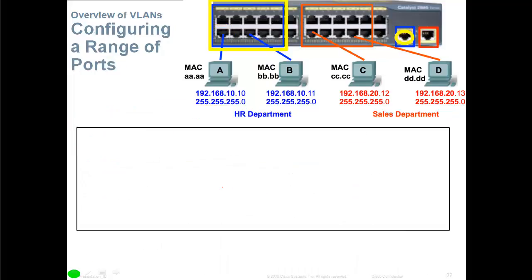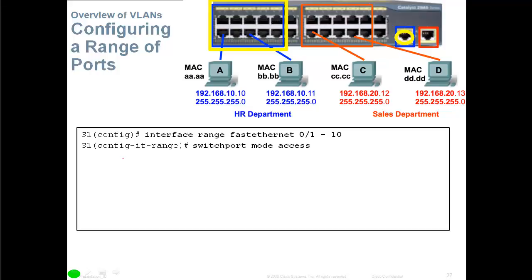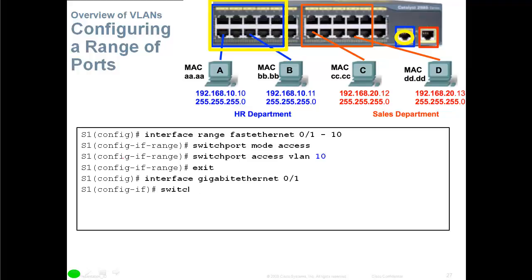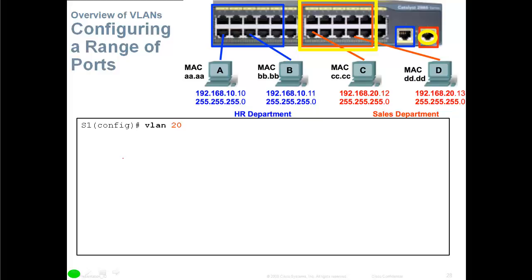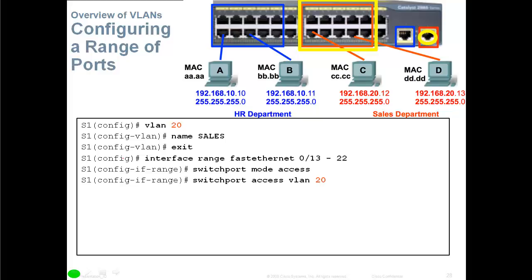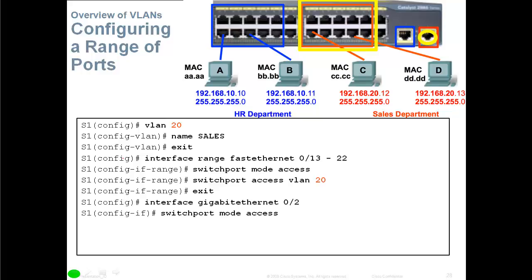Instead of doing it one by one on each individual port, we can do it as a range. So interface range FastEthernet 0/1-10. We do the whole range there, and then say switchport mode access, switchport access vlan 10. Then we go to the gigabit Ethernet port and do the same thing. Then we do VLAN 20. So VLAN 20, we give it the name Sales, and then we add all the ports on the Sales VLAN.